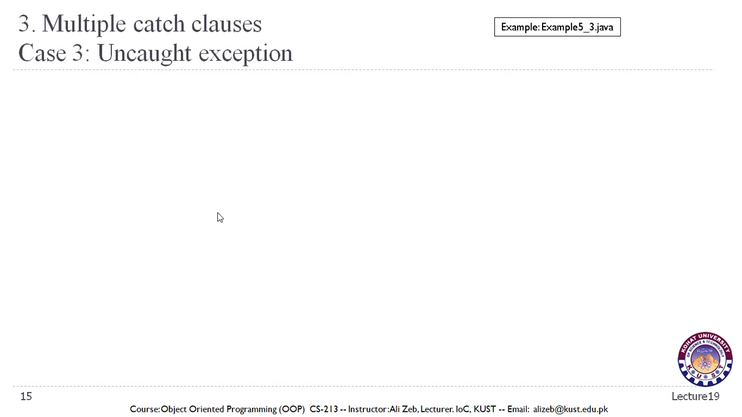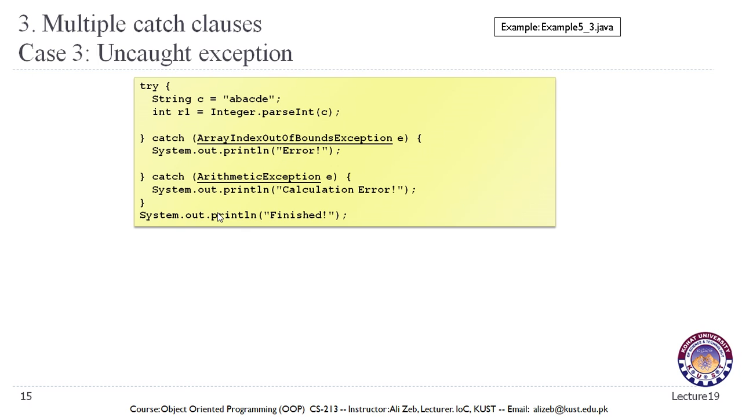In the third case, if there is an uncaught exception, for example, we have this program again where we are trying to convert a string value to an integer value, and we are trying to handle this exception with an array out of bounds exception class. Now the error is a different type. The error is a number format exception, as we saw in our previous slide. The error has been encountered and there is no catch block that matches this error.